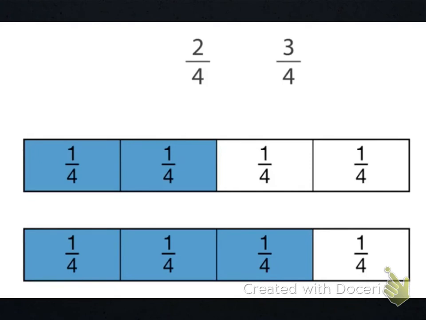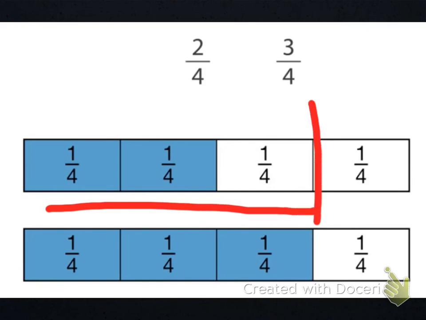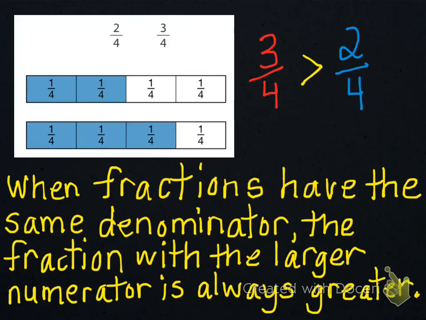So as you can see, here are our two models. We have 2/4 first, and then we have 3/4. As you can see, 2/4 is less of the rectangle than 3/4. So in this case, 3/4 is greater. It has covered more area over here. We can see here's where it ends. So it has covered a greater area of the rectangle than 2/4. So the rule here would be, when fractions have the same denominator, or bottom number, then the fraction with the larger numerator, or top number, is always greater. So in fact, it's opposite from what we just learned with the other fractions we did.